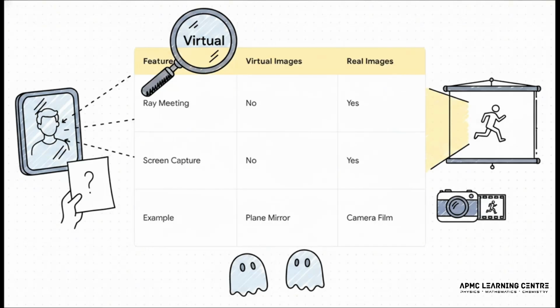Let's just double-click on that word virtual for a second because it's the most important one. All it means is that there are no actual light rays meeting at the image's location. It's a phantom. It's an illusion created by your brain. That's why you can't hold up a piece of paper behind a mirror and see the image projected onto it, the way a movie projector creates a real image on a screen.